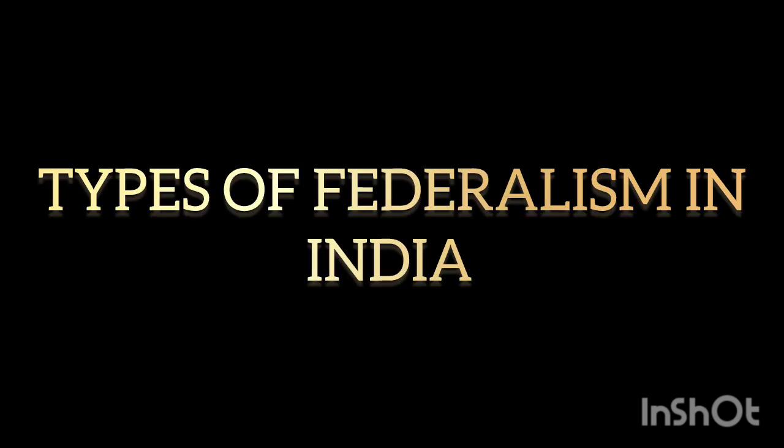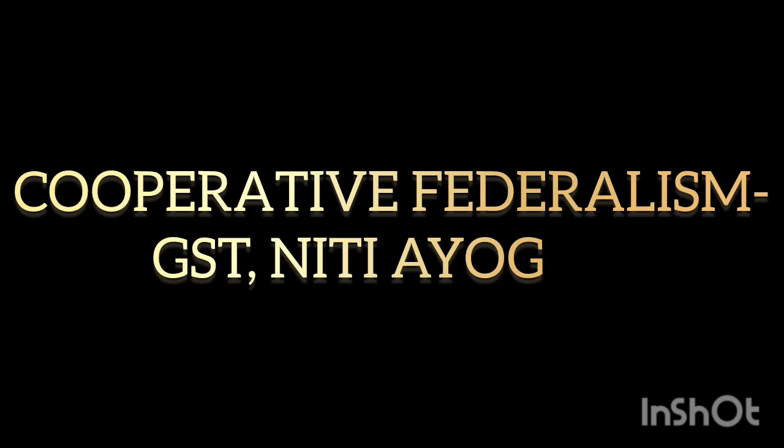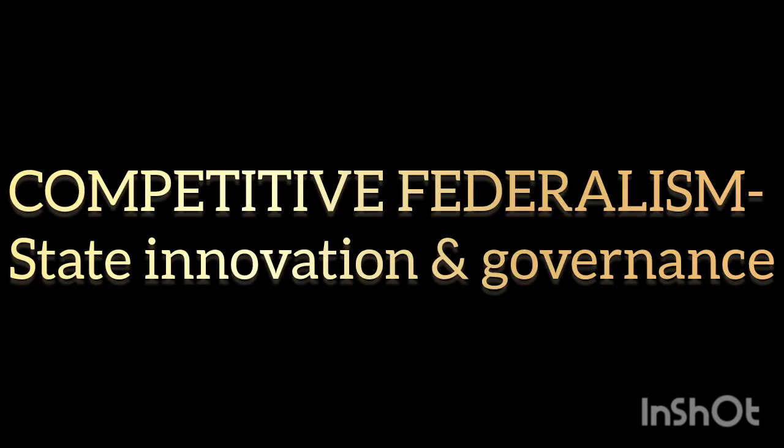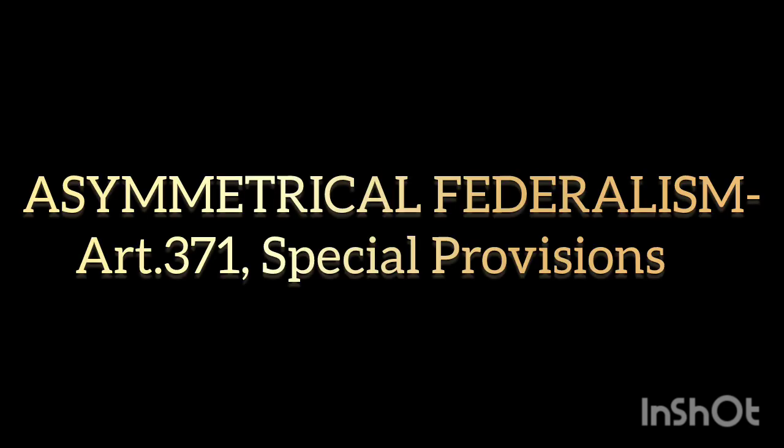Federalism in India is not static, it's evolving. Let's quickly understand the types of federalism at play. Cooperative federalism. Centre and states work together for development, seen in GST Council, NITI Aayog. Competitive federalism. States compete for investments and good governance. Asymmetrical federalism. Some states enjoy special privileges or autonomy. Think of Jammu and Kashmir earlier, or states under Article 371. This flexibility allows Indian federalism to adapt to changing political and economic scenarios.